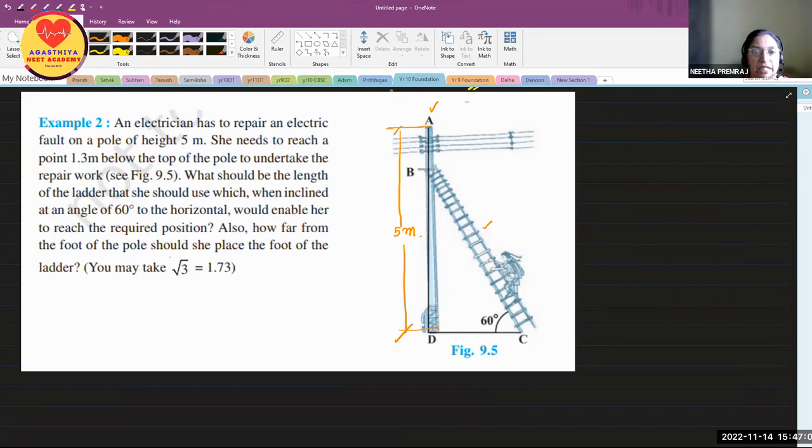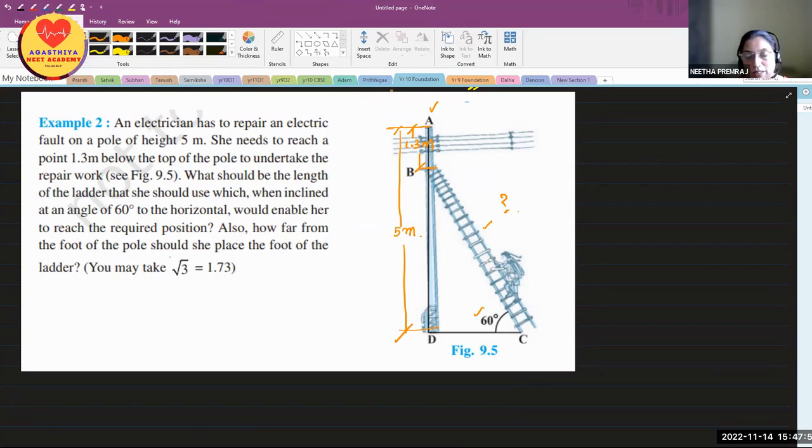Then she needs to reach a point 1.3 meter below the top of the pole. So here the ladder reaches, and this measure is 1.3 meter, to undertake the repair work. What should be the length of the ladder that she should use, which inclined at an angle of 60 degree to the horizontal would enable her to reach the required position? Also, how far from the foot of the pole should she place the foot of the ladder?